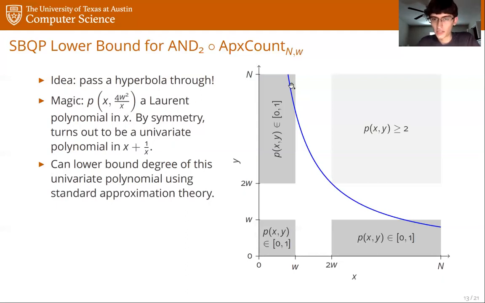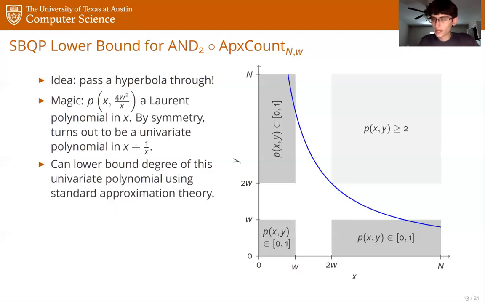It turns out we can also exploit some symmetry in this problem. There's this mirror symmetry along this axis, which actually lets us view this as a univariate polynomial in x plus 1 over x. And finally, this univariate polynomial you can lower bound using completely standard tools in approximation theory. And this is because, what ends up happening is, this hyperbola intersects this region here at this one point. So there's one point where it's large. And then it goes through this long region, through these dark rectangles, where it has to be close to 0. And that turns out to be enough to just lower bound its degree using completely standard techniques from approximation theory.